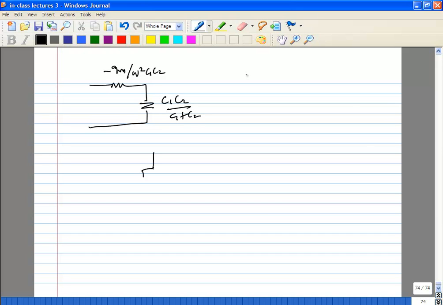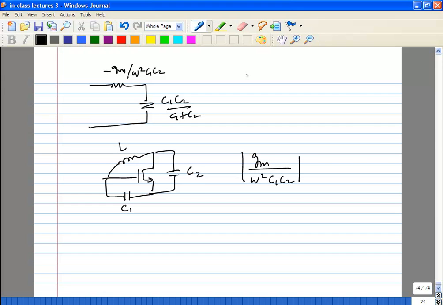So now what do you do here? Let's take this guy, put an inductor across it, C1. So if your inductor has a resistance Rp across it, you want Gm over omega squared C1 C2 less than Rp. That's number one.